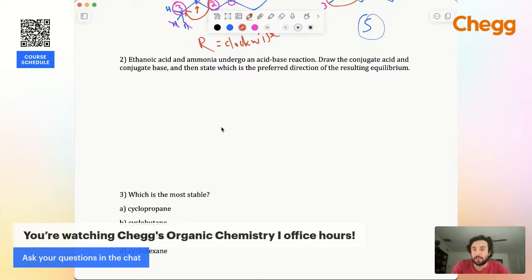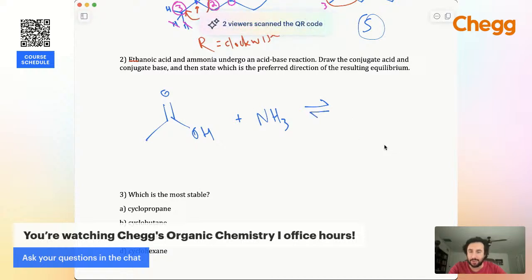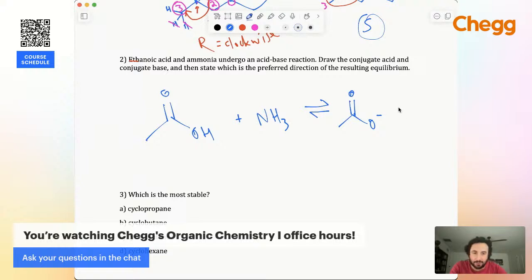So a little bit of nomenclature mixed up in here too. Ethanoic acid, we know that that's a carboxylic acid, and because of eth, we know that it is a 2-carbon carboxylic acid. And then ammonia obviously is NH3. And so we're going to have an equilibrium here with the conjugate acid and base. Ethanoic acid is obviously acting as the acid. So what is the conjugate base? That is going to be the ethanoate ion there. And then that means that ammonia got the proton, so we have the ammonium ion, NH4+.